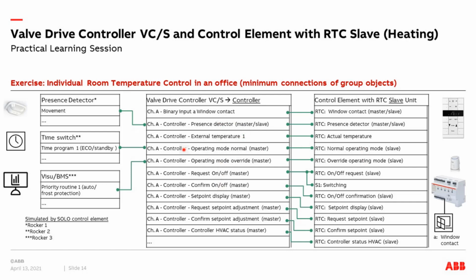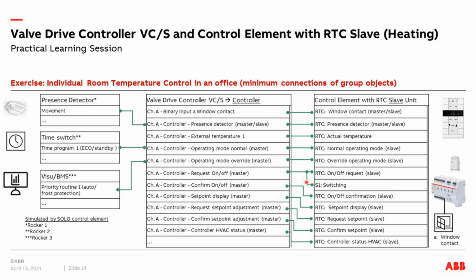So we see here on the left side, we have, for example, the operating mode normal master. We have to link it here with normal operating mode slave. So we have to make a link between all the master objects here to our slave objects. The same, for example, for RTC on-off confirmation, or for example here for the on-off request.